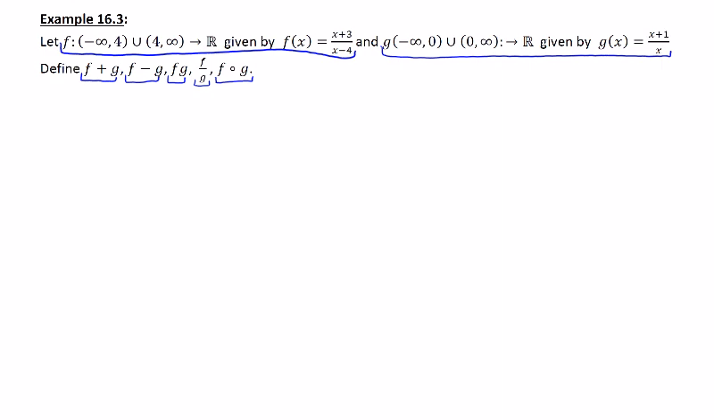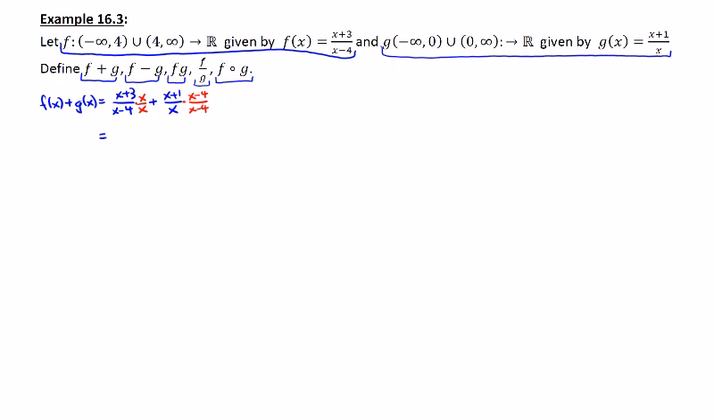Let's start with f plus g. So I need to come up with an equation for f of x plus g of x. And we'll just take our representations that we have. That'll be x plus 3 over x minus 4 plus x plus 1 over x. And in order for us to be able to add them together, we have to have the common denominator. I will multiply f of x by x over x, multiply g of x by x minus 4 over x minus 4.